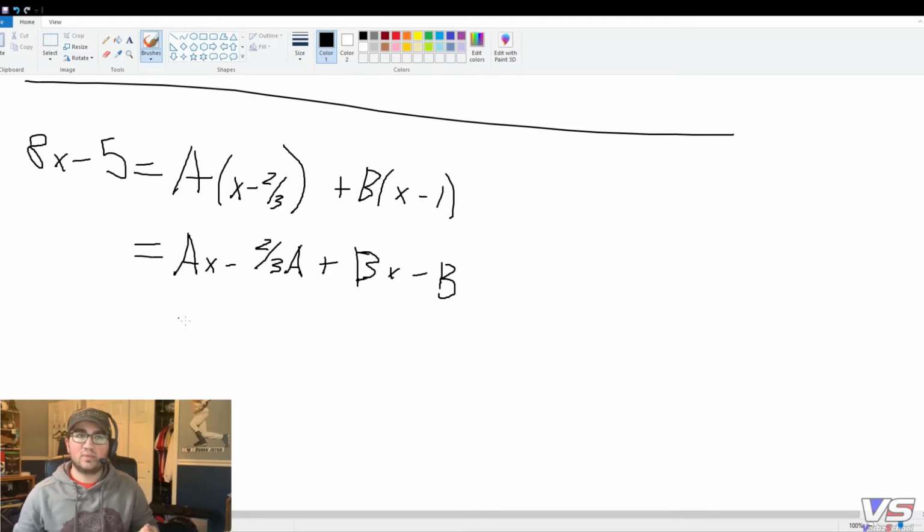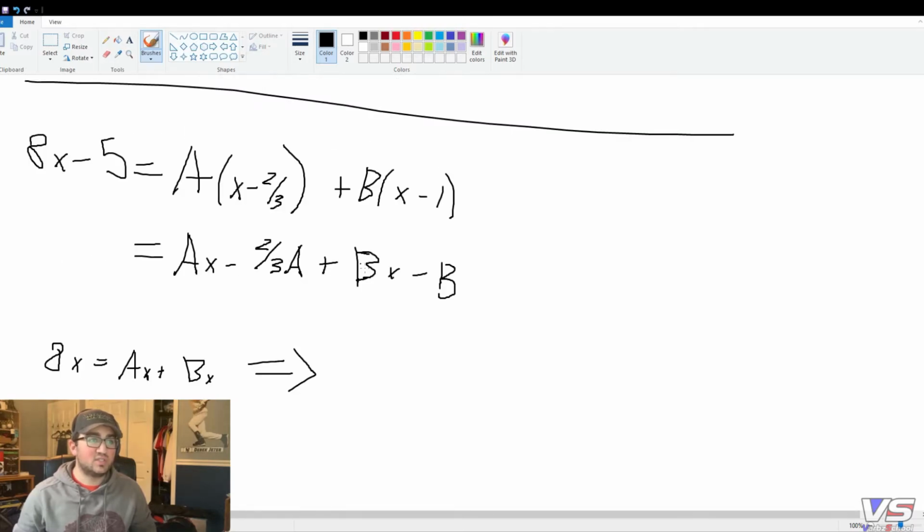Now, if you notice something right here, we actually have two things that had a common variable, ax and bx. Also, on the left side, we have 8x. So what we can do now is, we know that 8x equals ax plus bx. Or, similarly, we also know that just simply 8 equals a plus b.